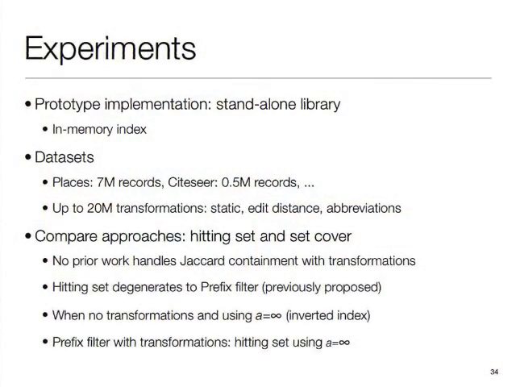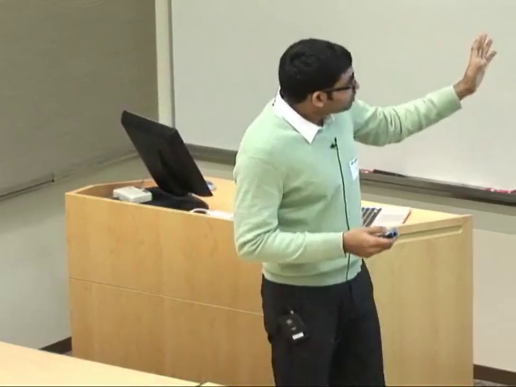So to set up the one experimental result that I'll show you, we had a prototype implementation as a standalone library. It uses an in-memory index as you'd expect. We used a bunch of data sets. The experiment I'll show you is from a places data set, which is probably similar to the motivating example we've been running through. It has 7 million records.